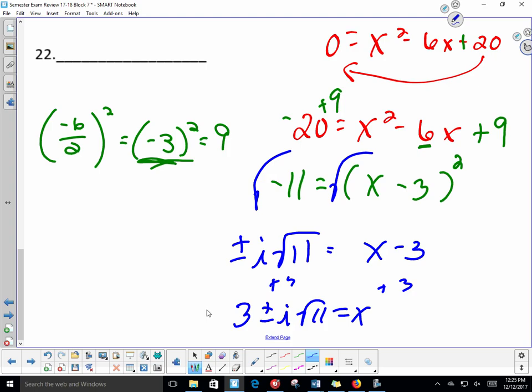I could have, if I wanted the vertex of this parabola, then if I put this in vertex form, I would have taken this 11 and it would be back over here. And the vertex would be -3, 11.